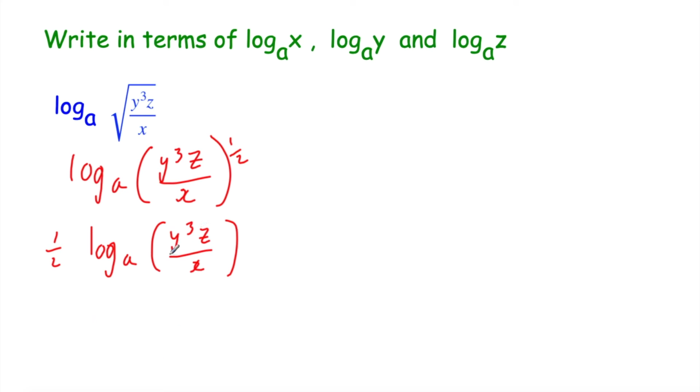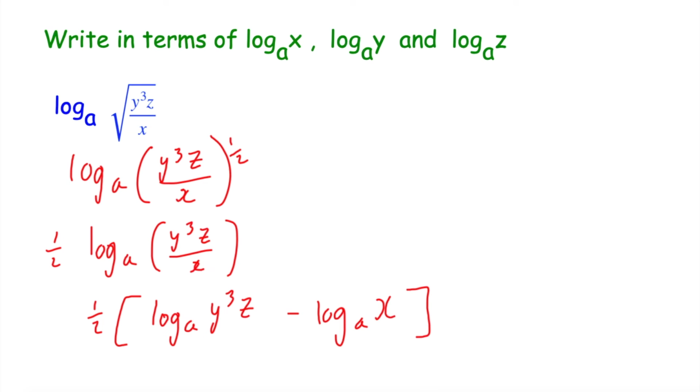Okay, now what I'm going to do is split this up. So we've got our divide here. So we've got a half, and then actually I'm just going to put square brackets here, and I'm going to deal with that half later. So splitting this up, because we've got our divide, we can write it as 2 logs subtracting. So we've got log to base a of our numerator, y cubed z, and then subtract log to base a of the denominator, x, and then close brackets. So we're getting there. We've got the log to base a of x. Now we just need to split this log up.